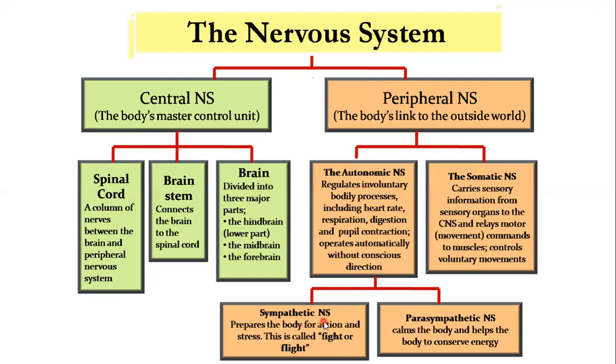So the autonomic system has the sympathetic nervous system and the parasympathetic nervous system. The sympathetic nervous system prepares the body for fight or flight. And the parasympathetic system calms the body and helps the body to conserve energy. As you can see, the sympathetic nervous system is adrenergic, and the parasympathetic nervous system is cholinergic. The adrenergic system is for fight or flight, but the parasympathetic system is cholinergic, which calms the body so the other processes can take place peacefully.